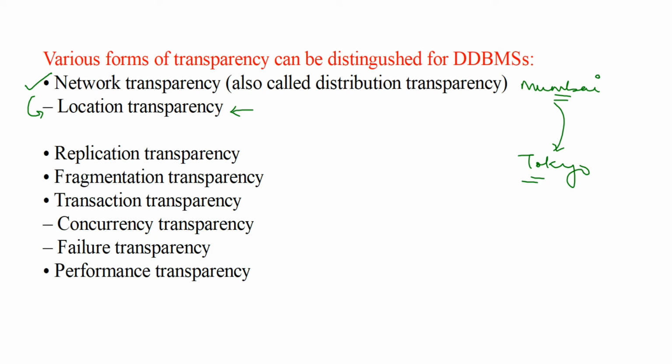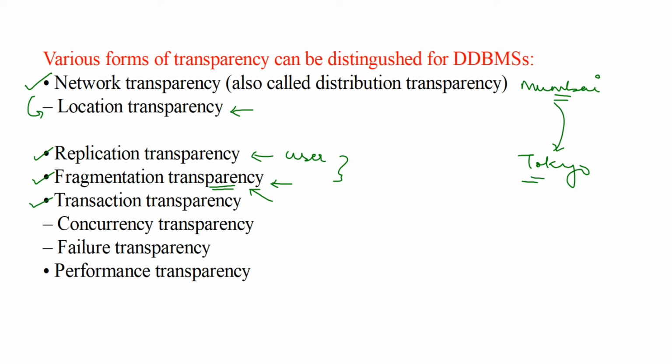Replication transparency means the user is not aware of which type of replica is being accessed, or from which source, which copy of the data. Fragmentation transparency, we will come to fragmentation in the next slide. The user doesn't need to know, or worry, or even know that data is fragmented or replicated. This is what transparency basically means. The user is unaware of those things or does not need to worry about them.